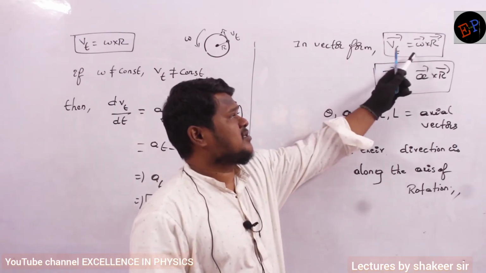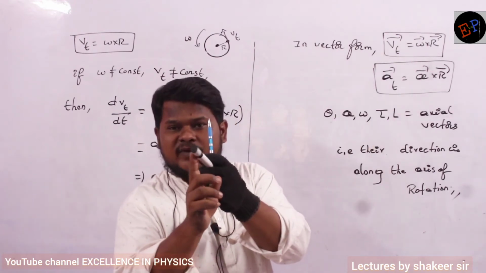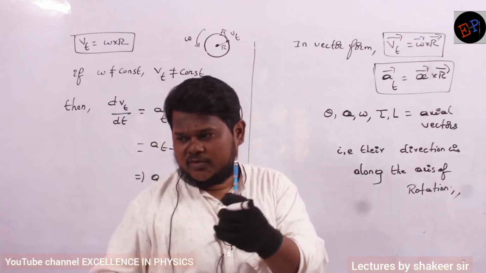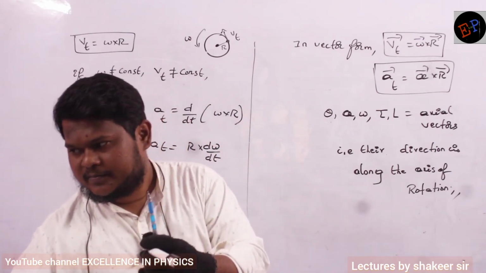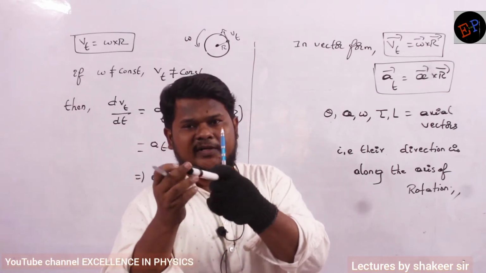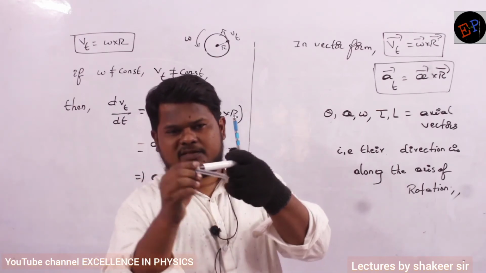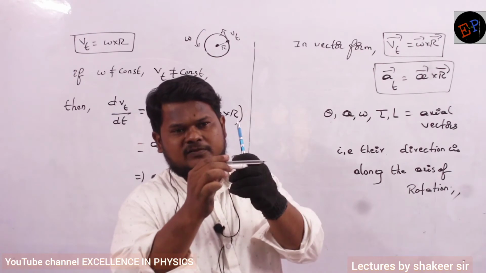V tangential is equal to omega into r. If the body is moving in this direction, tangential speed will be in this direction. Give one more pen. See, this is the rotating body. Understood? Tangential speed will be in this direction. This is the direction of tangential speed.